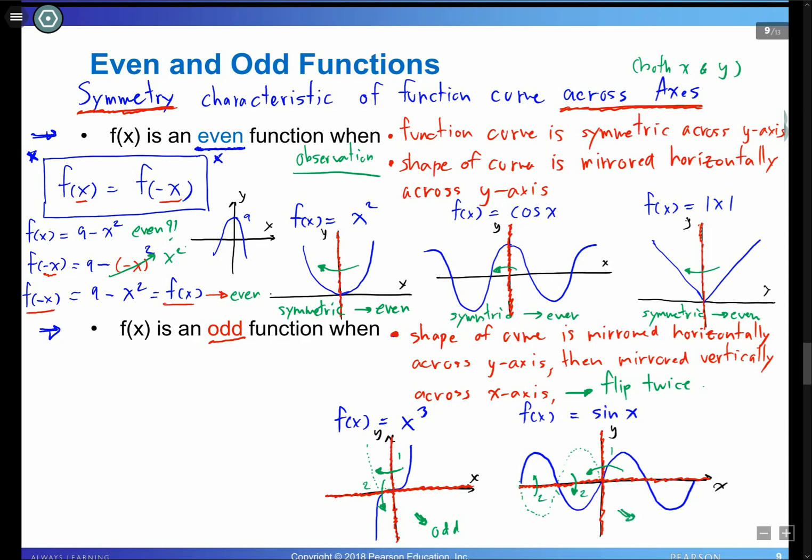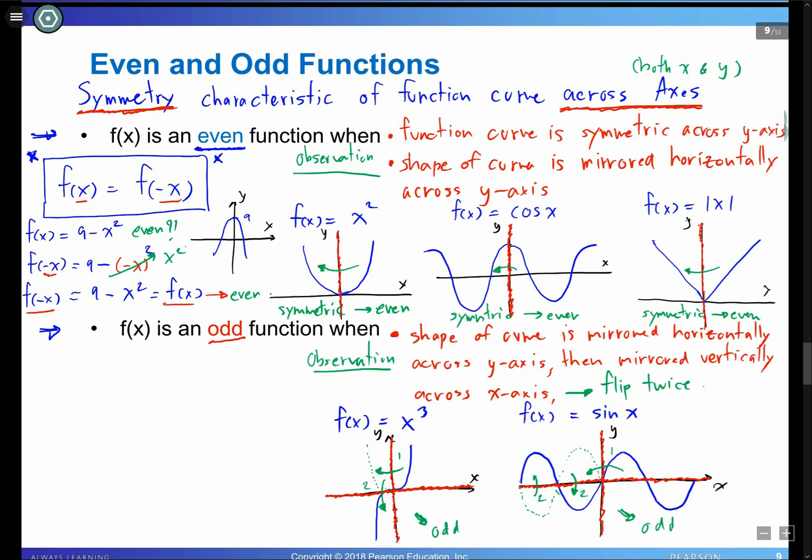This is definitely an odd function, and this comes from observation. The shape of the curve on the left hand side is the twice flipping version of the one on the right hand side, and you have to flip horizontally and then vertically to get that. Okay, observation, that's what we just did.